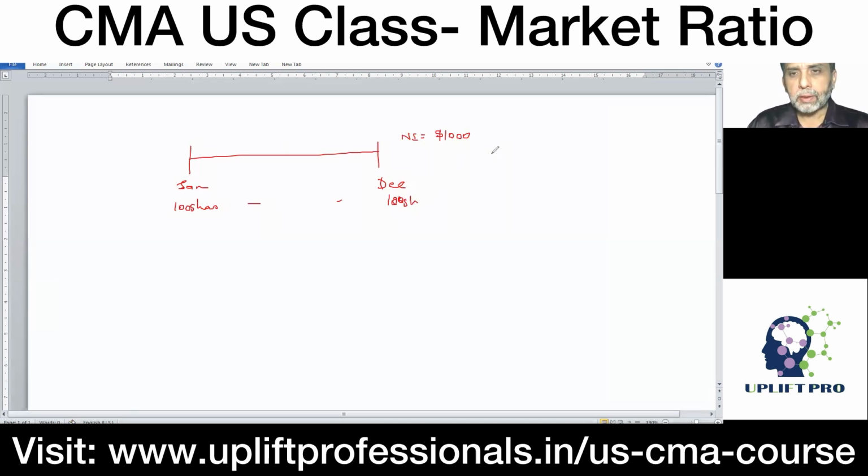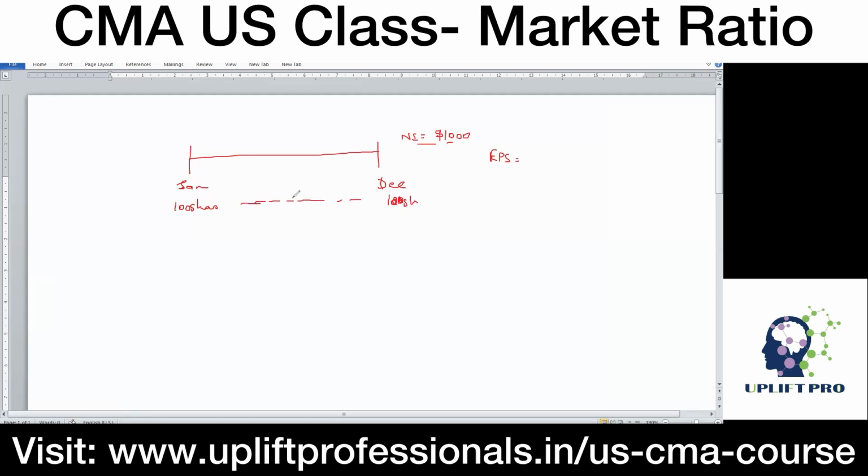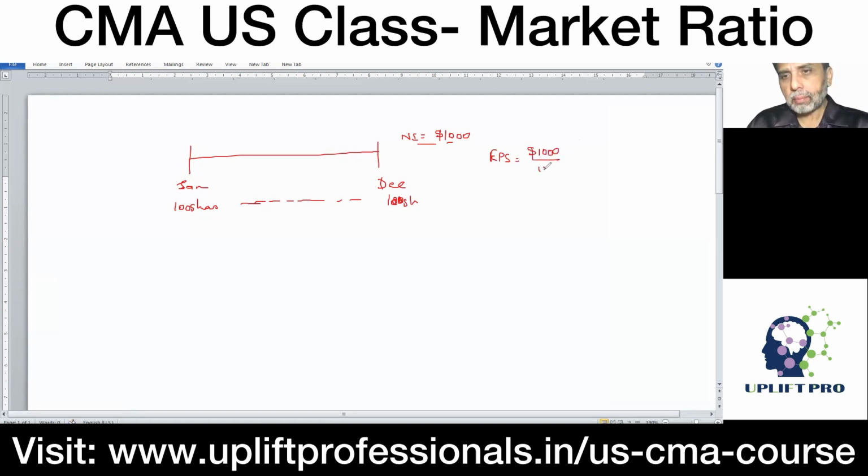What is the earnings per share? Anybody? What is the earnings per share? You had net income 1,000. You had full 100 shares from the beginning to the end. Yeah. Anybody? 10, sir. Yes, 10. Because it is 1,000 divided by 100 shares, which is equal to $10. All good. Okay. Now let us look at a situation.